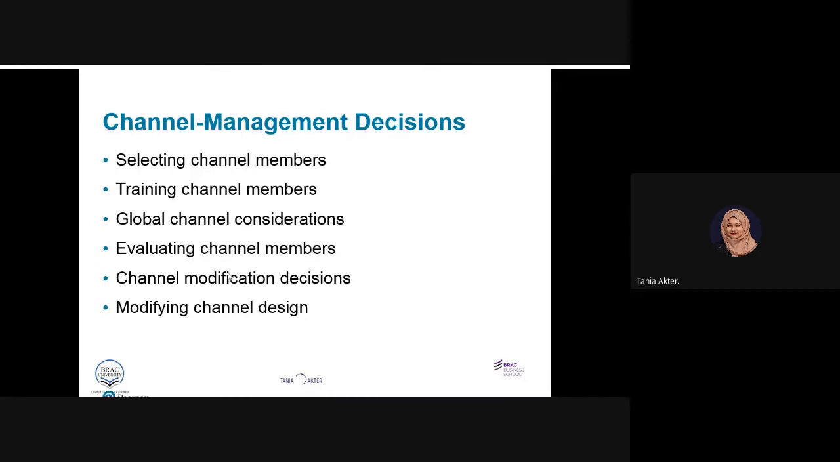Then channel modification decisions. So in channel modification decision, we are saying that a producer must periodically review and modify its channel design and arrangements. The distribution channel may not work as planned. Consumer buying pattern change. The market expands. New competition arises. Innovative distribution channel emerge. The product moves into later stages in the product life cycle. So these are the reasons why channel modification decision is important.